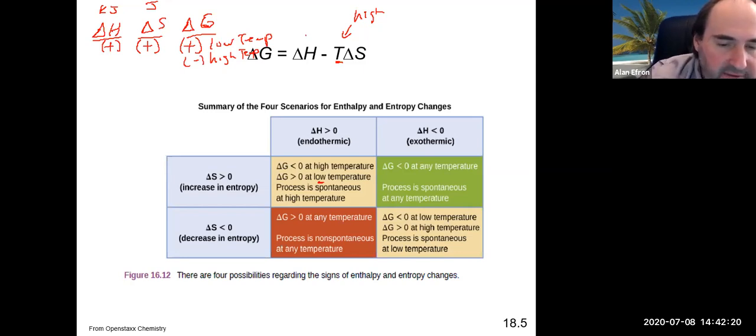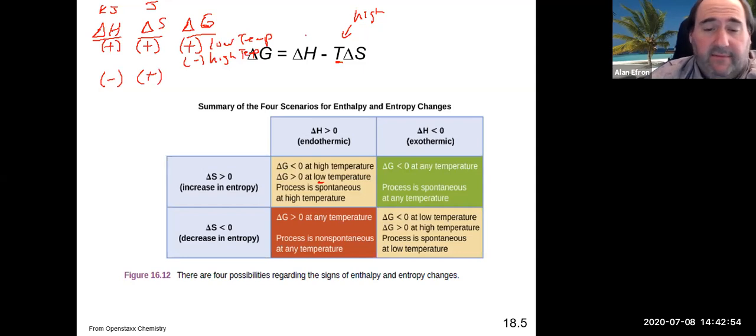So if you have a positive H and a positive S, under normal conditions in terms of temperature, you would expect that reaction to be non-spontaneous the way it's written. If you have positive H and positive S and you're at a high enough temperature to get the back part larger than the front part of that formula, then you would expect it to be spontaneous. What happens if our delta H is negative and our delta S is positive?